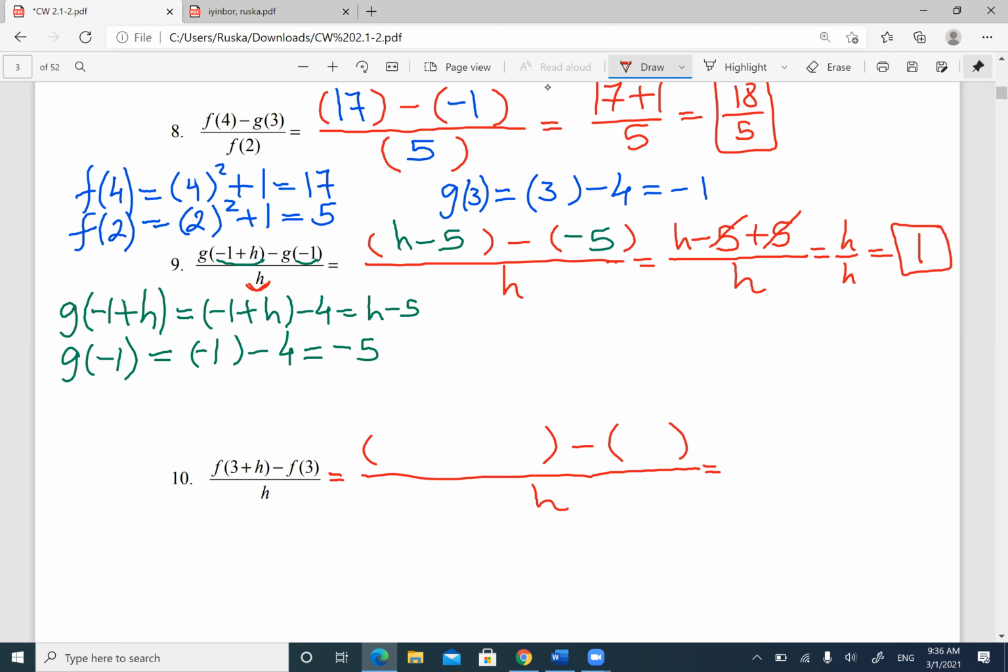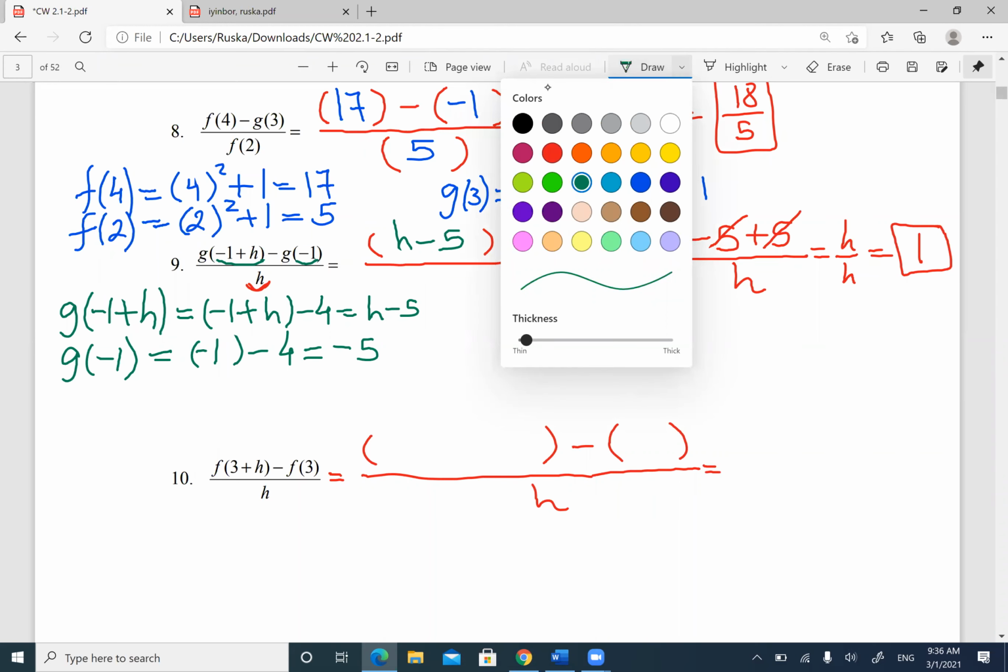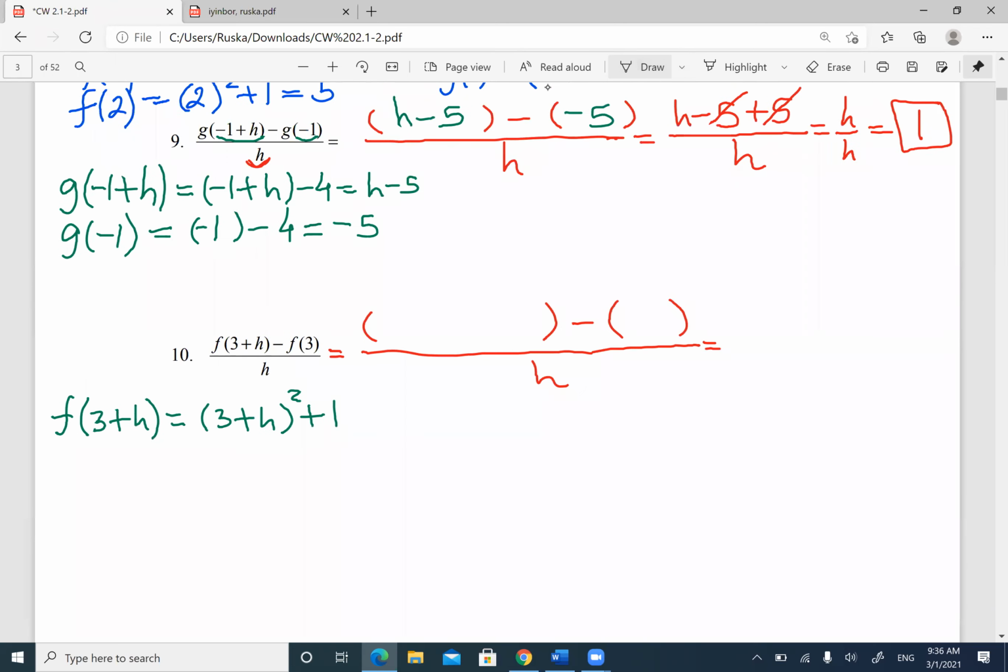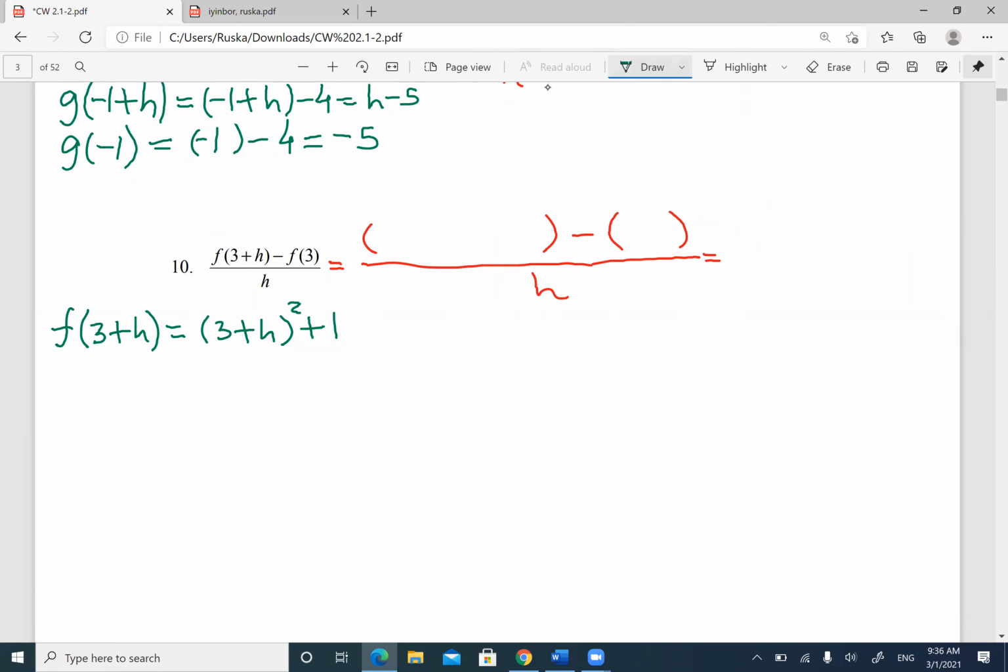So we have f, which was x squared plus 1. So we have to find what is f of 3 plus h first. And the function f was x squared plus 1. So what is x? 3 plus h. Okay, so here we have to do a little FOIL. We have to do some steps, because 3 plus h squared means 3 plus h times 3 plus h, and plus 1 in the end, right?